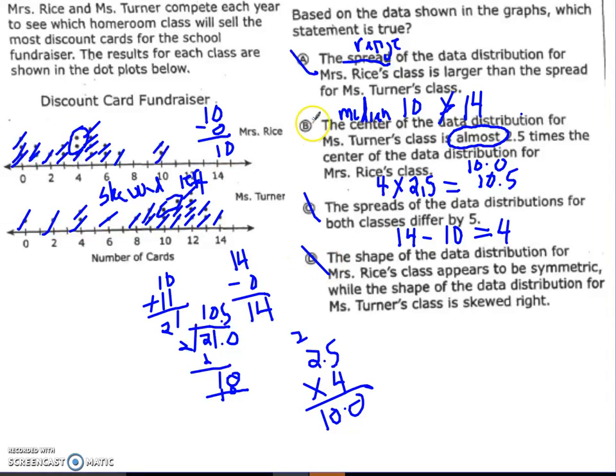Okay, the reason why it is B is because of the word almost. It's not exactly 10, but it's almost 10. So it's about 10.5, B. All right, let's take a look at the next one.